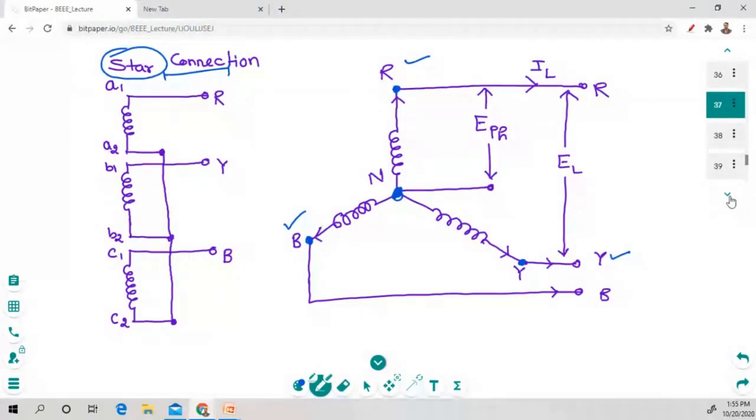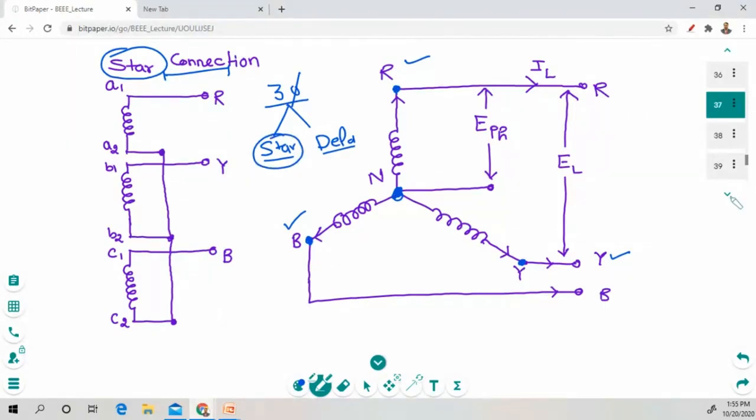So the first point is the three-phase system. A three-phase system is connected in two types. The first one is star and the second one is delta. There are two connections for a three-phase system. As the name suggests, star.